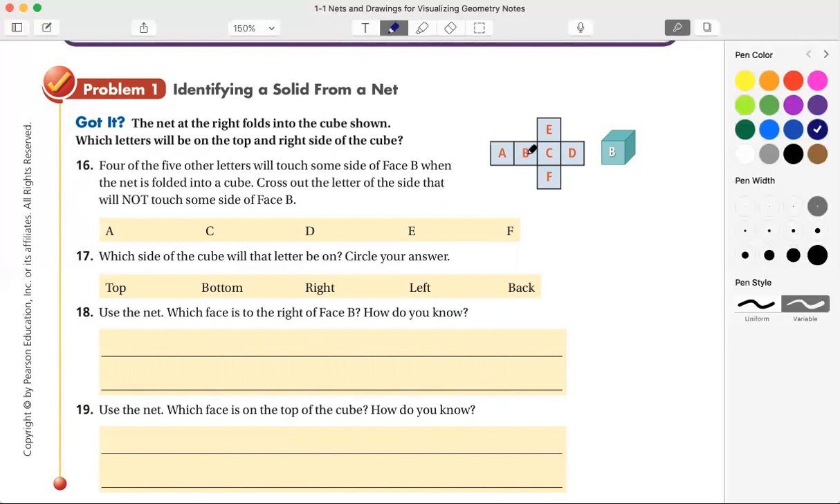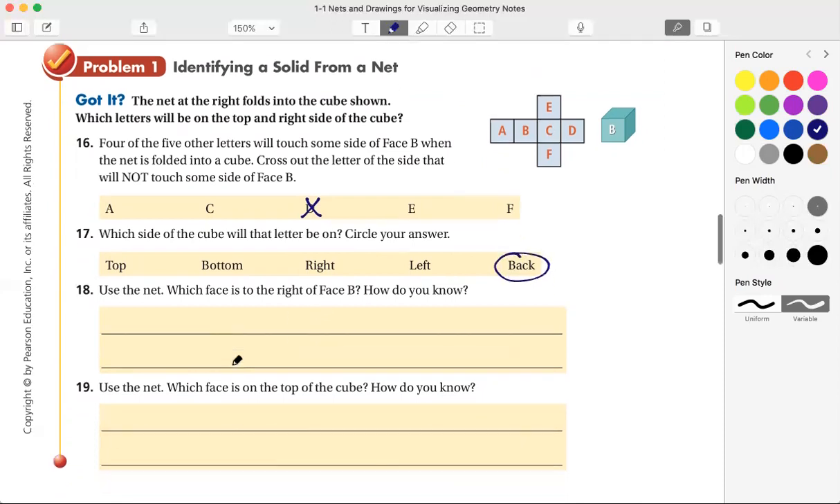So notice here's B. When we fold it, obviously C is going to touch it, E is going to touch it, F is going to touch it, and A is already touching it. The side that's not going to touch it is side D. Okay, number 17. Which side of the cube will that letter be on? Circle your answer. So side D will actually be on the opposite side of B. So it would be on the back.